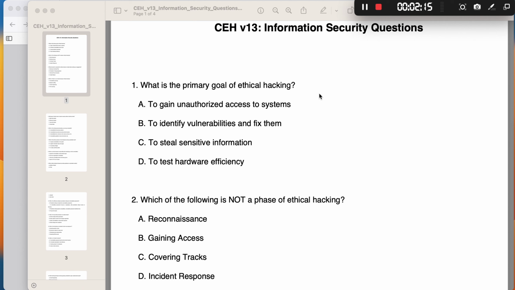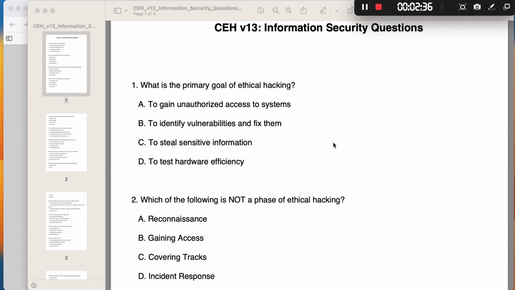The first question is, what is the primary goal of ethical hacking? Out of all these options: to gain unauthorized access to a system, to identify vulnerabilities and fix them, to steal sensitive information, or to test hardware efficiency, what do you think is the correct answer?